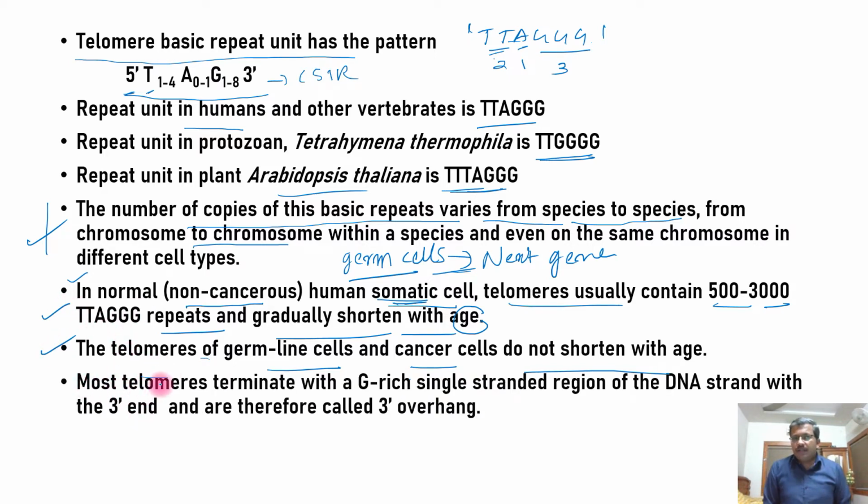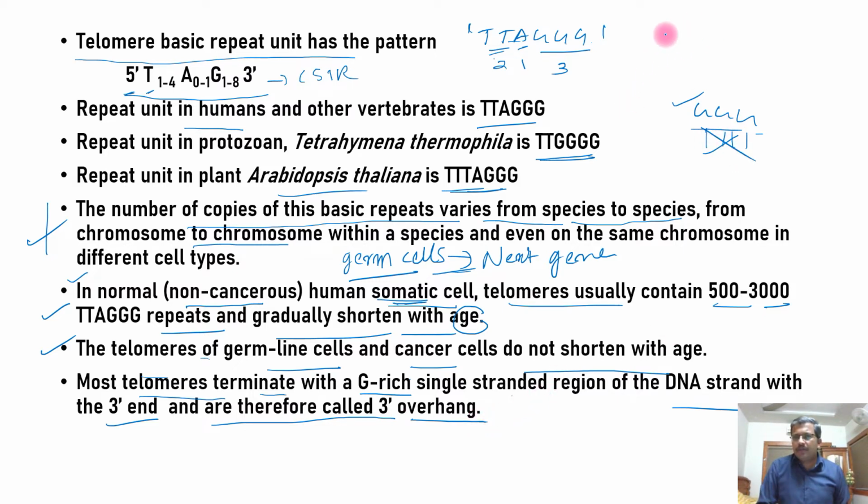When we observe different types of telomere, we can find that most telomeres terminate with a G-rich single-stranded region of the DNA. That means it will end with GGG, and there will not be any complementary base pairing happening here. That's what I mean by the G-rich terminal single-stranded portion. It is a DNA strand with a 3' end and is therefore called a 3' overhang.